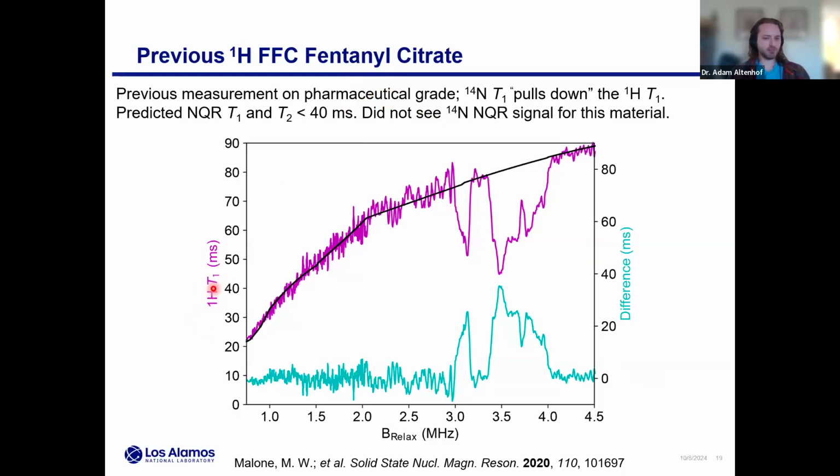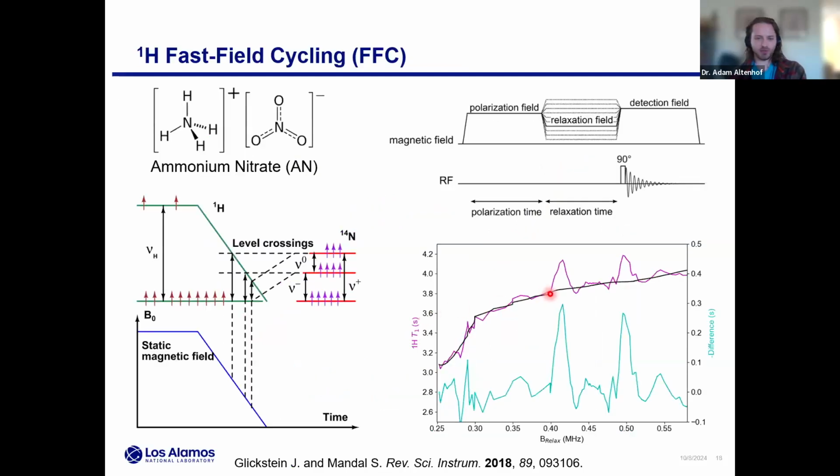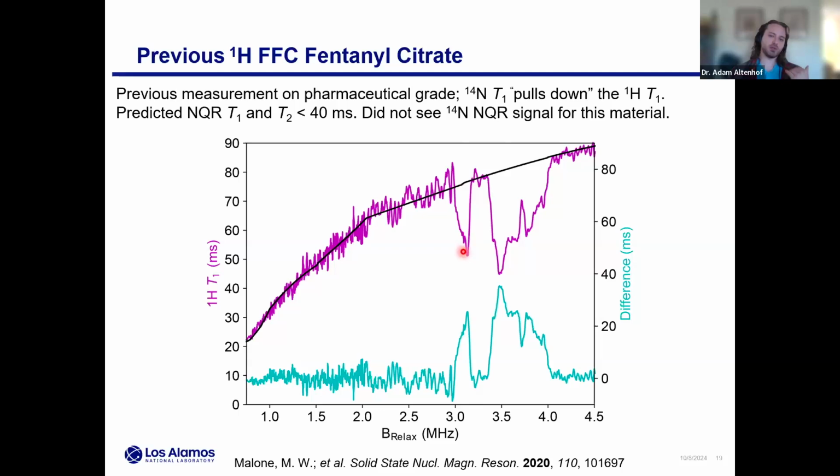Now, again, I'm showing you the proton T1 as a function of that relaxation field, and in this case, going from about 1 megahertz to 4.5 megahertz. Again, you see that steady increase, but there are these really clear features in this case. So again, the difference is something like the Zeeman perturbed NQR spectrum for the 14N. And what's really significant in this case, notice in the ammonium nitrate, the T1 essentially is augmented at these frequencies. In this case, the T1 is reduced.